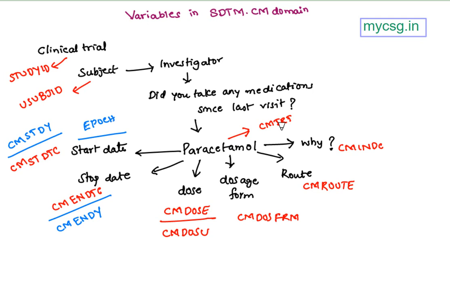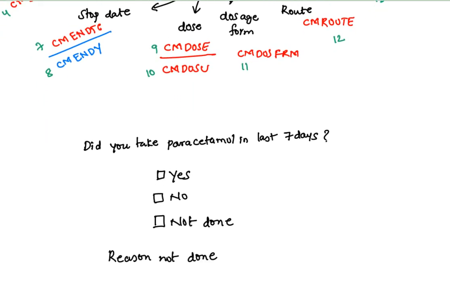So now we have identified some core variables in SDTM CM domain. Now let us try to identify how many variables we can recollect with this flow. So 4, 5, 6, 7, 8, 9, 10, 11, 12, so 13. So we'll be able to easily recollect 13 core SDTM CM variables with this flow. So there will be a second kind of scenario when collecting concomitant medication. So let us now go there and see.